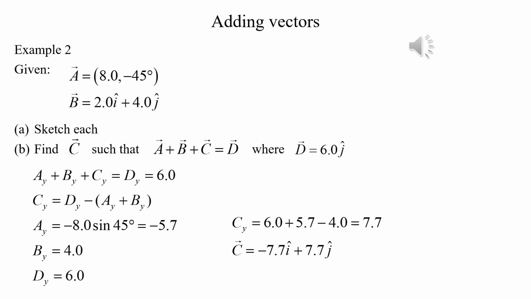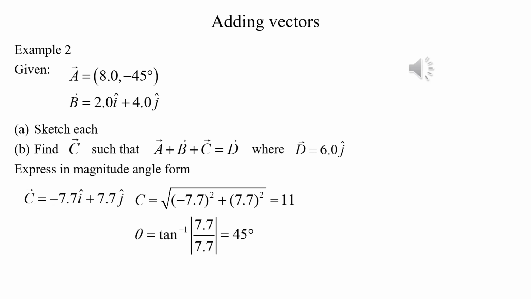So now I can write the answer, vector C, in its component form. So vector C is negative 7.7 i hat plus 7.7 j hat. Okay, so we have vector C in component form. Now let's find it in magnitude angle form. So we apply the Pythagorean theorem. The magnitude of C is the square root of negative 7.7 squared plus 7.7 squared, and I get 11 for the length of C. And then the angle theta is the inverse tangent of 7.7 over 7.7, which of course is 45 degrees.